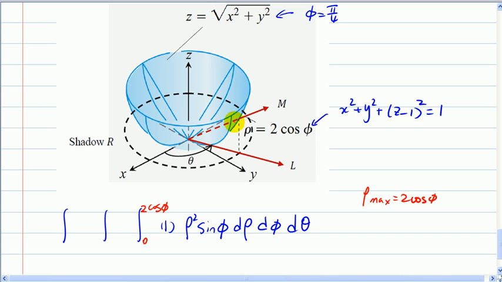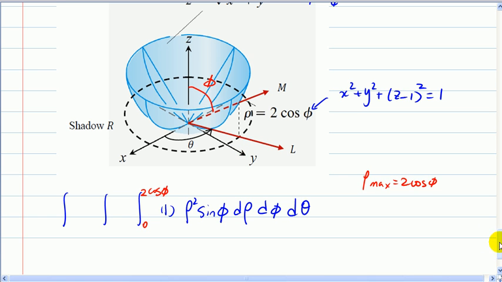Okay, so that's how you get 0 to 2 cosine phi here. Now you have the rho limits, and the next one to get is the phi limits. The phi angle is defined between the z-axis and the reading line L. That's the phi angle. Remember, phi is a range, and the maximum and minimum are between 0 and pi. So how do we get the actual phi min and phi max?